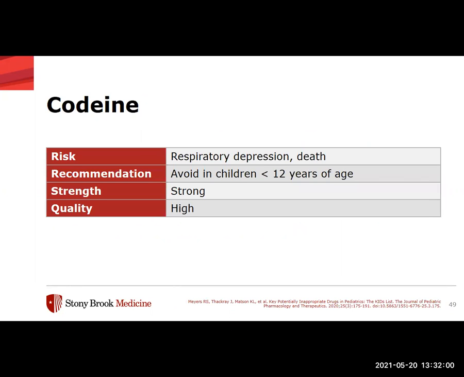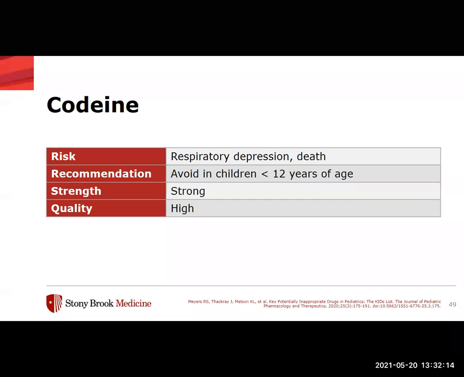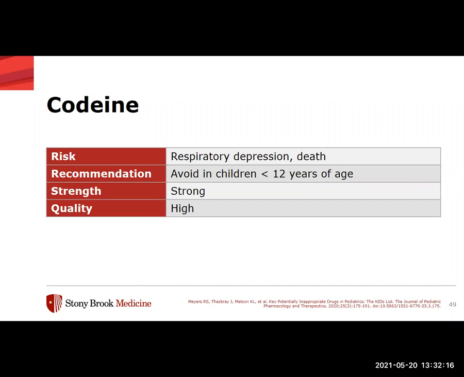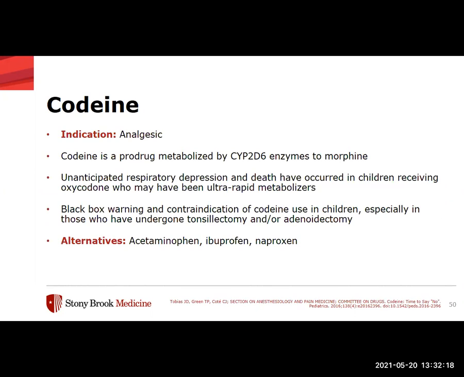Our first agent in the analgesic class is codeine, which has been recommended to be avoided in children less than 12 years of age or less than 18 years of age following tonsillectomy and adenoidectomy due to the risk of respiratory depression and death. And these parameters are actually now black box warnings for codeine. So codeine is a prodrug that is metabolized by the liver by CYP2D6 enzymes to morphine, which is ultimately what is responsible for codeine's analgesic effects.